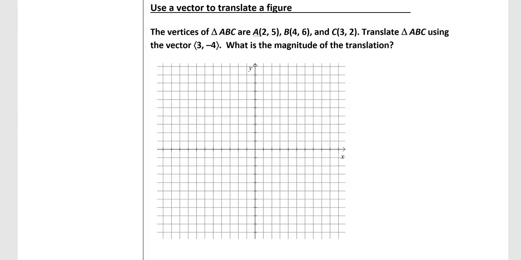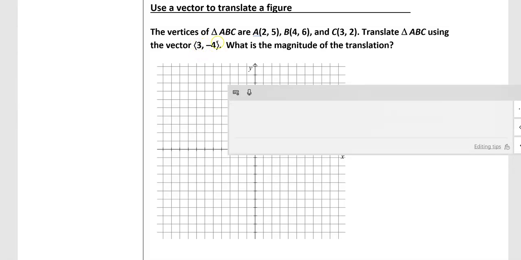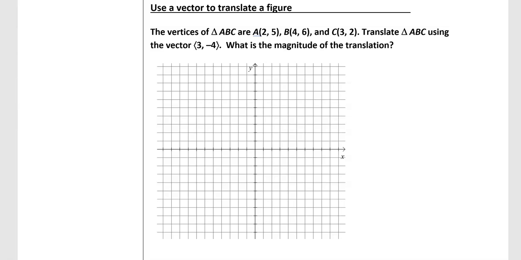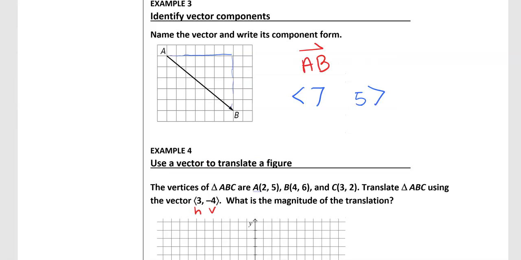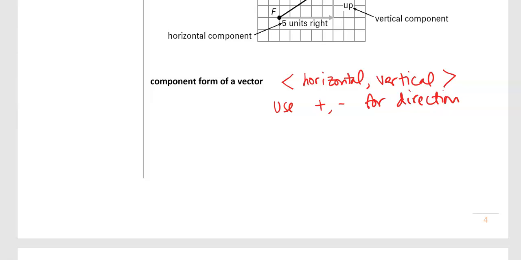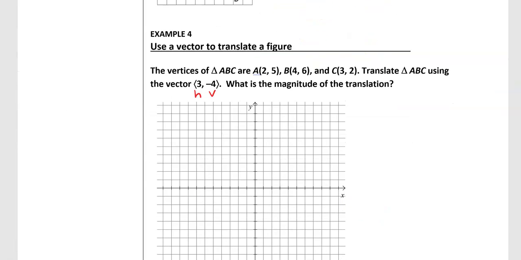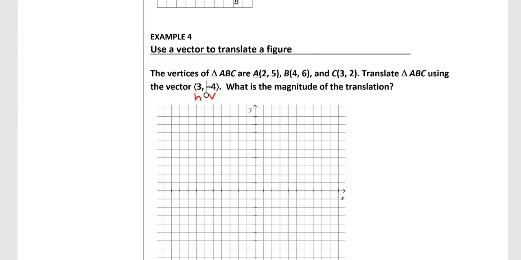Okay, in this last example, we are going to use the vector to translate a figure. So when you're looking at this vector, again, this vector tells us horizontal movement and vertical movement. Okay, so kind of goes back to horizontal and vertical. So a positive horizontal number tells us it goes to the right. A negative vertical number tells us it's moving down.